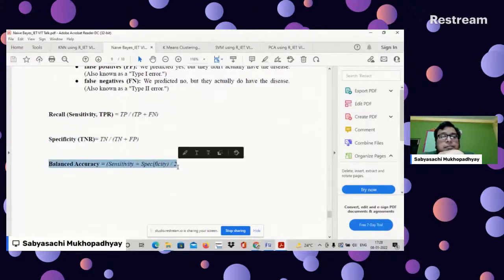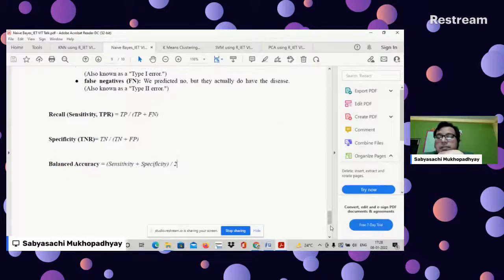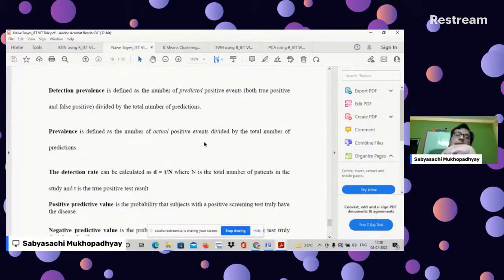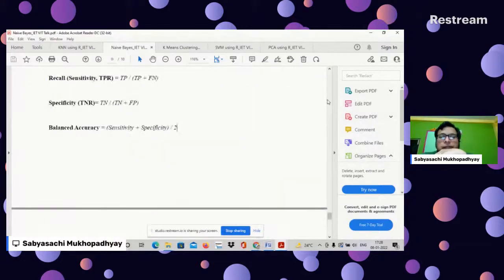What is the balanced accuracy? Balanced accuracy will be sensitivity plus specificity, whole divided by 2. What is the detection prevalence? It can be determined with the number of predicted positive events, so true positive and false positive, divided by the total number of predictions. What is the prevalence? It can be defined by the number of actual positive events divided by the total number of predictions. You can check that all these calculated values are given there.